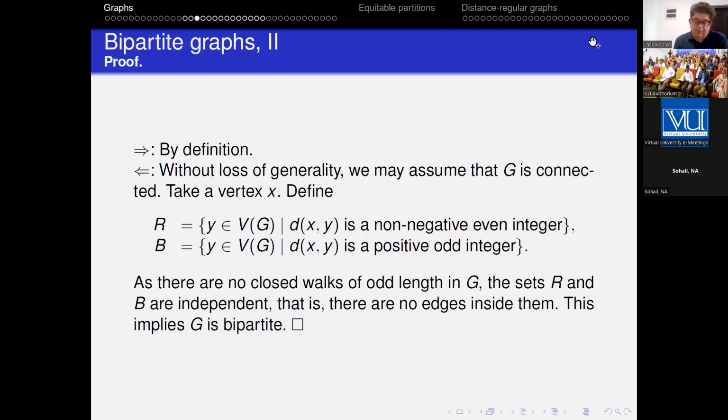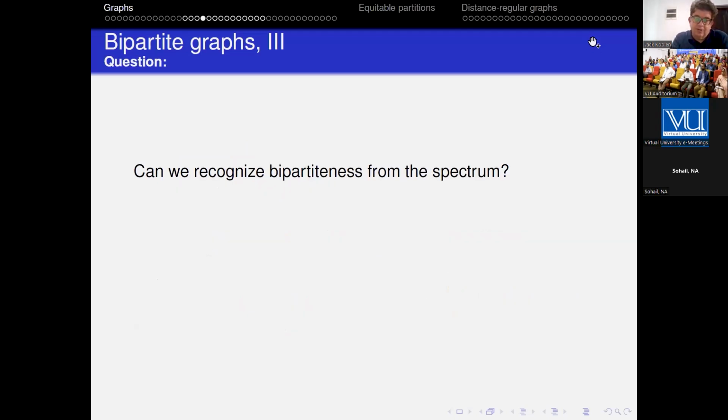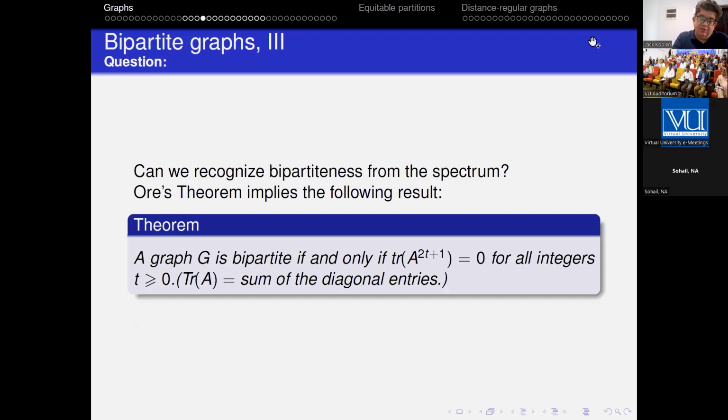As there are no closed walks of odd length in G, the sets R and B are independent. That is, there are no edges inside them. This implies that G is bipartite. Can we recognize bipartiteness from the spectrum? That's the next question. Yes, I will show you can.